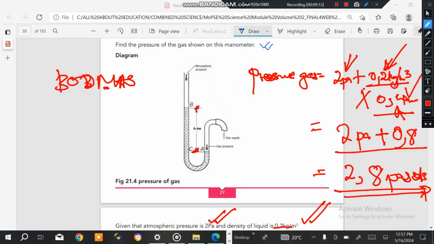So I hope guys you are assisted when it comes to pressure calculations. I taught you how to calculate pressure in gases, in liquids, and in solids. I hope you are assisted.